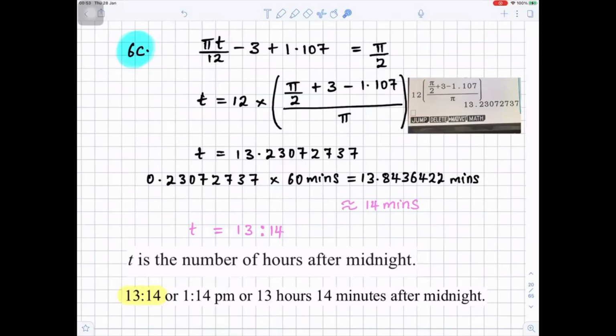You will get 13.23072737. Now we want to change 0.23072737 to minutes, so we times that by 60. When you multiply by 60, it gives you 13.84, which is roughly 14 minutes. So the time would be 13:14, that means 1:14 p.m. t is the number of hours after midnight, so 13:14 or 1:14 p.m., or 13 hours and 14 minutes after midnight.